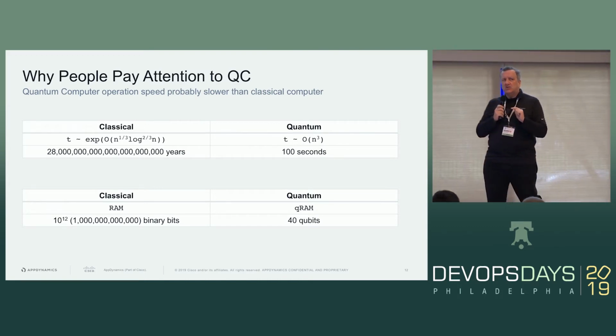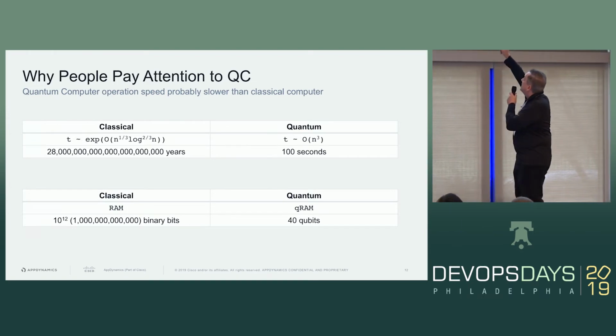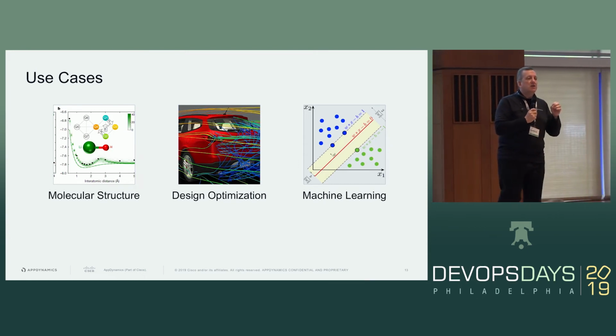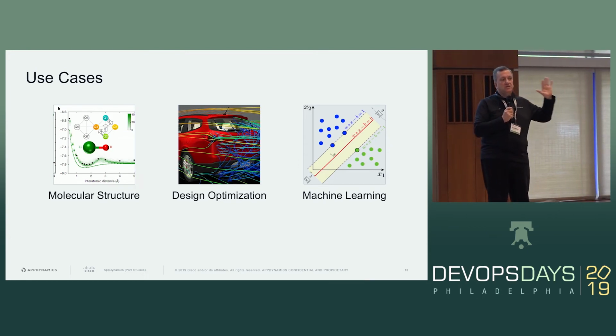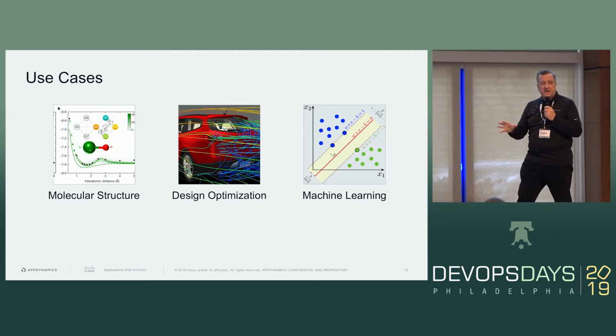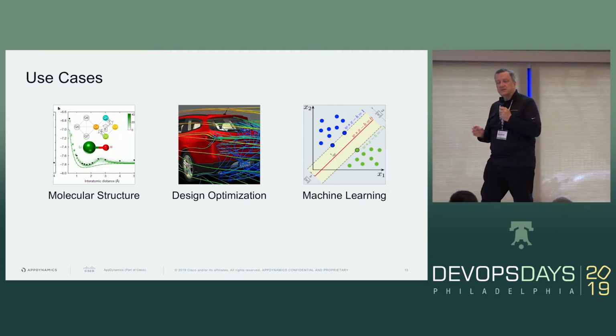Why are people paying attention to quantum computing? See the numbers in the middle there, the 28 with lots of zeros? Theoretically, certain parallel calculations on quantum computers that might take thousands and thousands of years can be done in seconds on quantum computers, and we have established this.